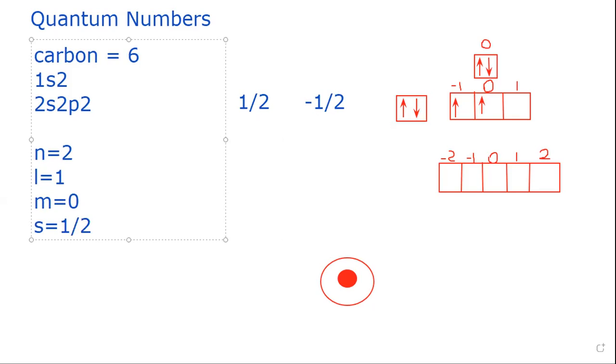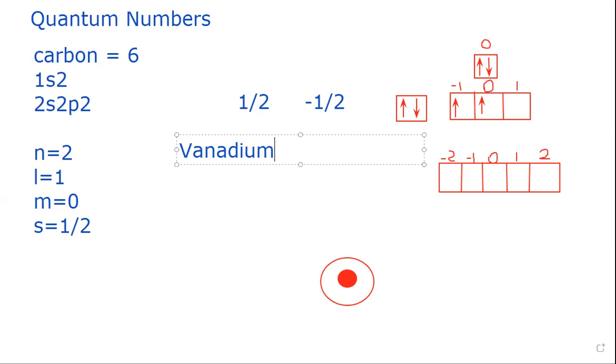Positive 1/2, because it's pointing up. Now, I'm gonna leave this alone here. I'm gonna do one more, for example, vanadium. Vanadium is 23, and I'm gonna do it here. Please help me to do this quickly because we have 7 minutes.